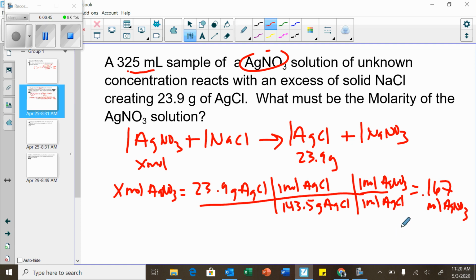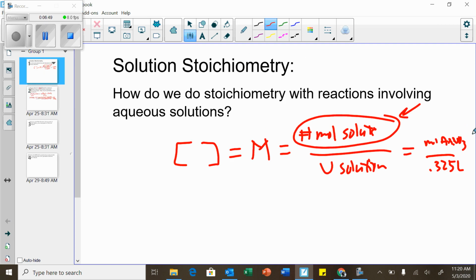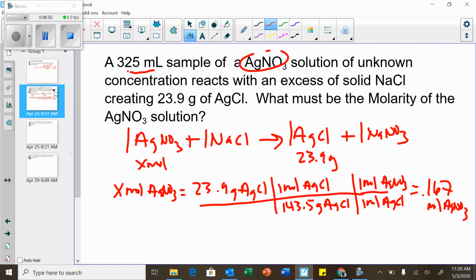Remember, in order to figure out the molarity, as I was saying up here, what we need to do is take the moles of silver nitrate and divide it by the volume. And that's what we're going to do. So molarity of the AgNO3 is the moles of AgNO3, 0.167 moles of AgNO3 divided by the volume. And again, the volume has to be in liters.